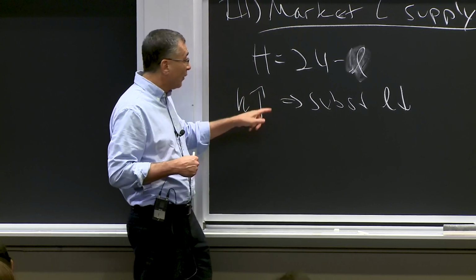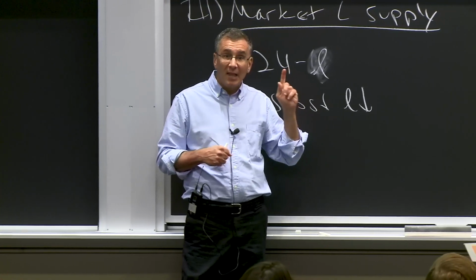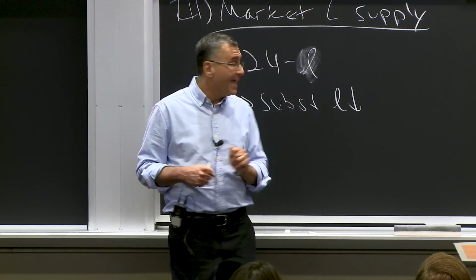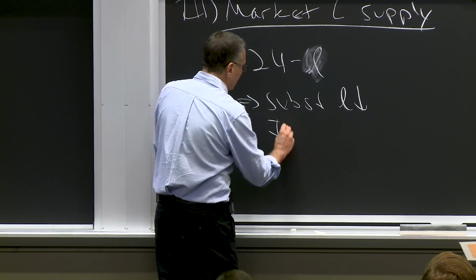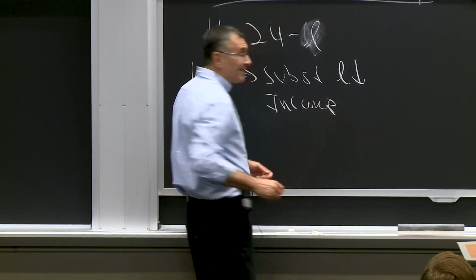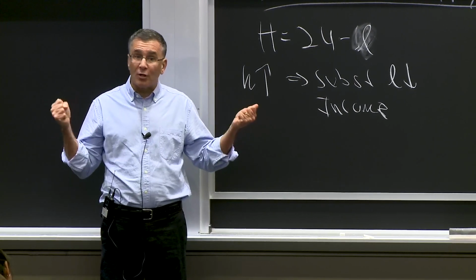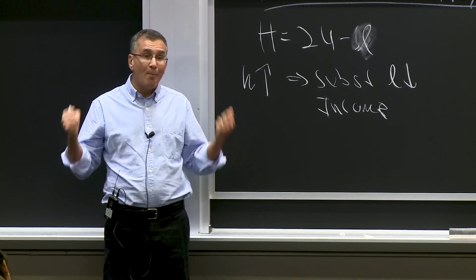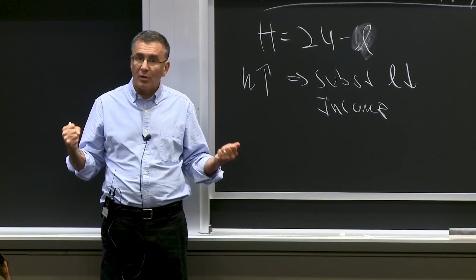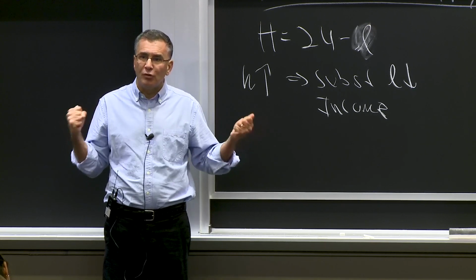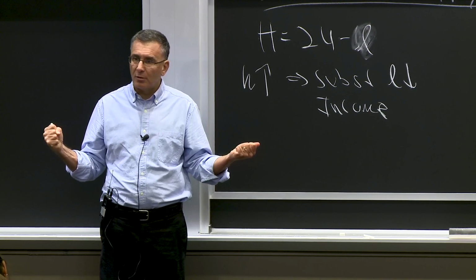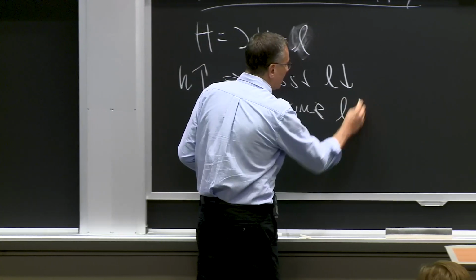So the substitution effect says that leisure goes down. The income effect says that you are richer. Your wage went up. When you're richer, you want more of all normal goods. Leisure for non-MIT students is a normal good. So you want more of it.